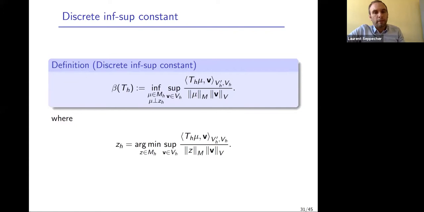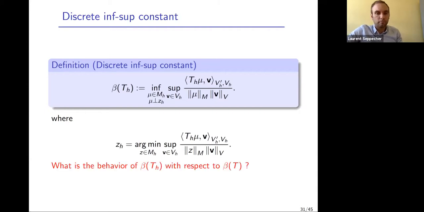So when you take the discrete version of it, there is no difference. The discrete version of beta is that you take the infimum over MH instead of L2, and the supremum over VH instead of H10. And the same problem occurs: beta of TH can be worse than beta of T. So you have to somehow know the behavior of beta of TH.